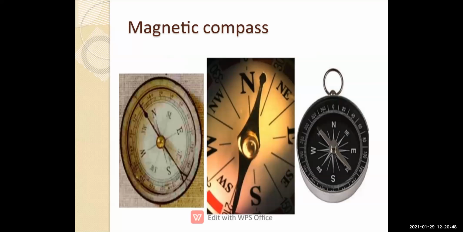So here is the magnetic compass. This is the magnetic compass, how it looks. Basically it shows north-south direction. So students, we have studied what is magnet, what is magnetism, what are magnetic materials, what are non-magnetic materials, then natural magnets and man-made magnets.